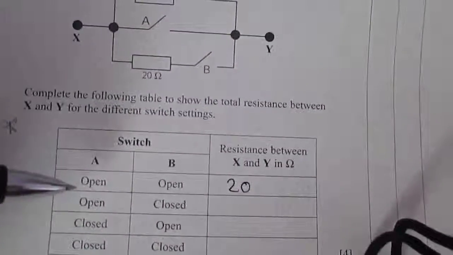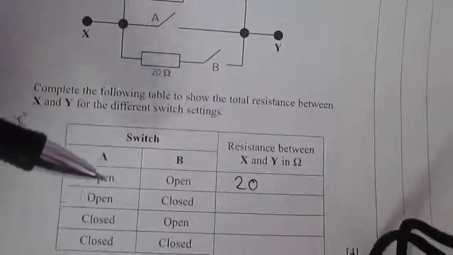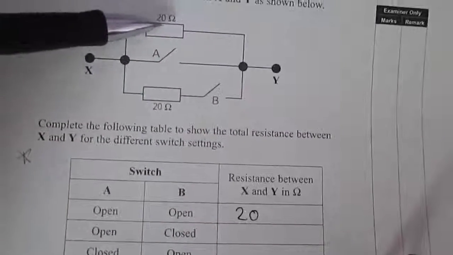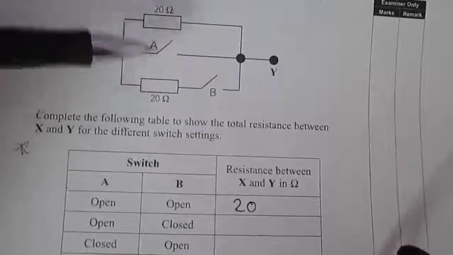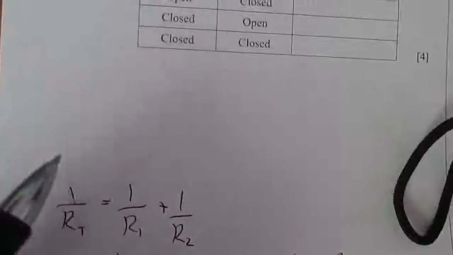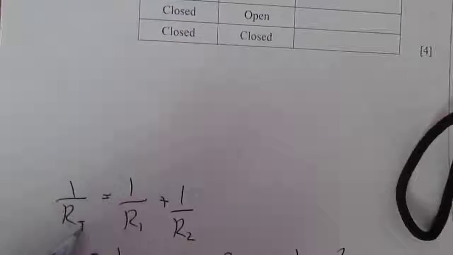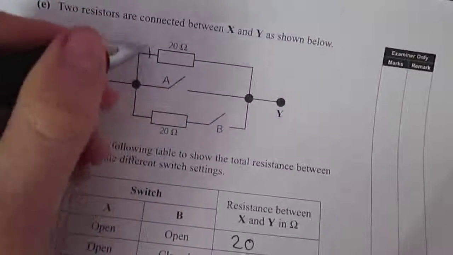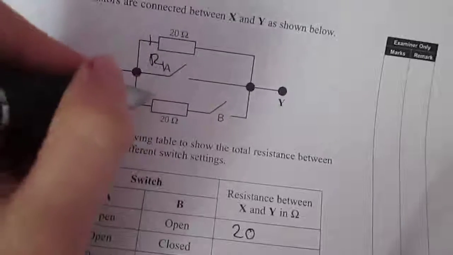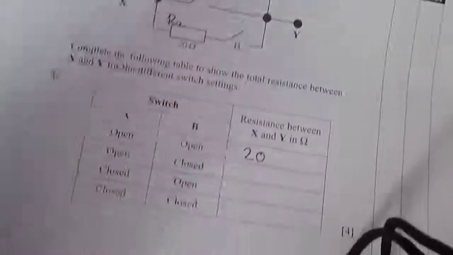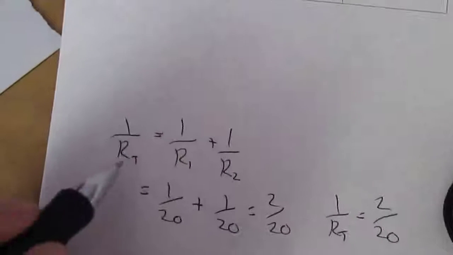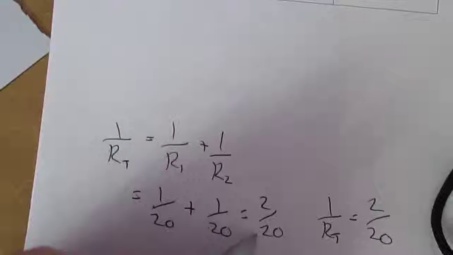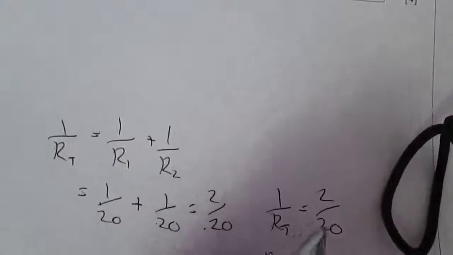Okay. Next one, switch A is open, so it can't go here, and switch B is closed. So the electricity is now going to split and go through the top one and the bottom one. So we can just write down our formula for resistance in parallel. 1 over the total resistance equals 1 over R1 plus 1 over R2. Doesn't matter which one you call R1. You always write down your formula, show your working out. So it's 1 over 20 plus 1 over 20, which equals 2 over 20. So 1 over the total resistance is 2 over 20.